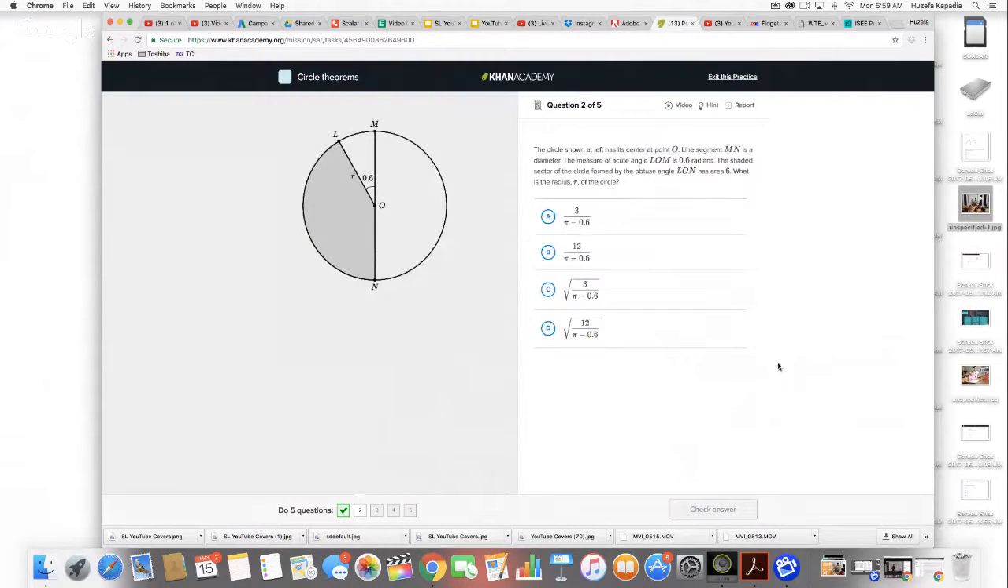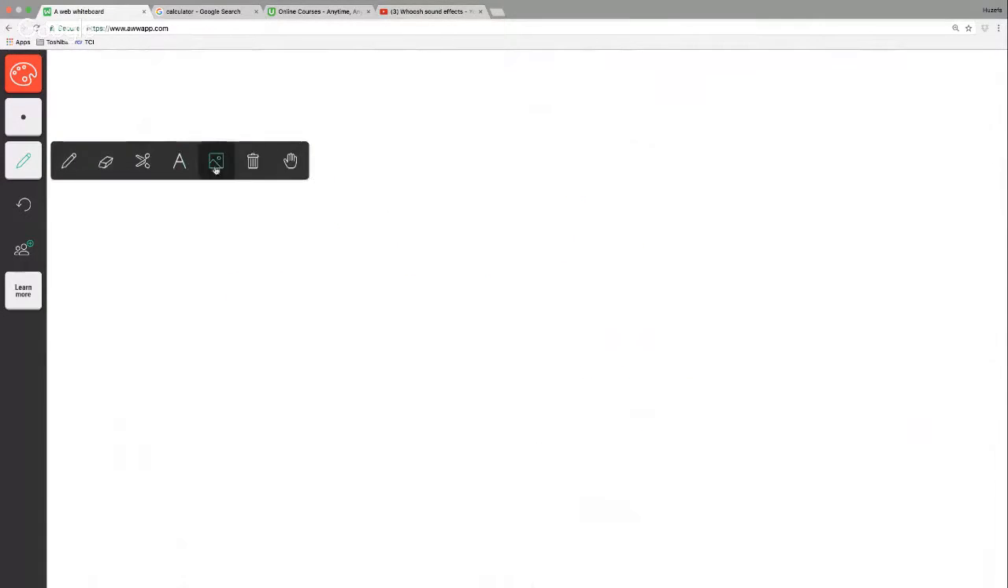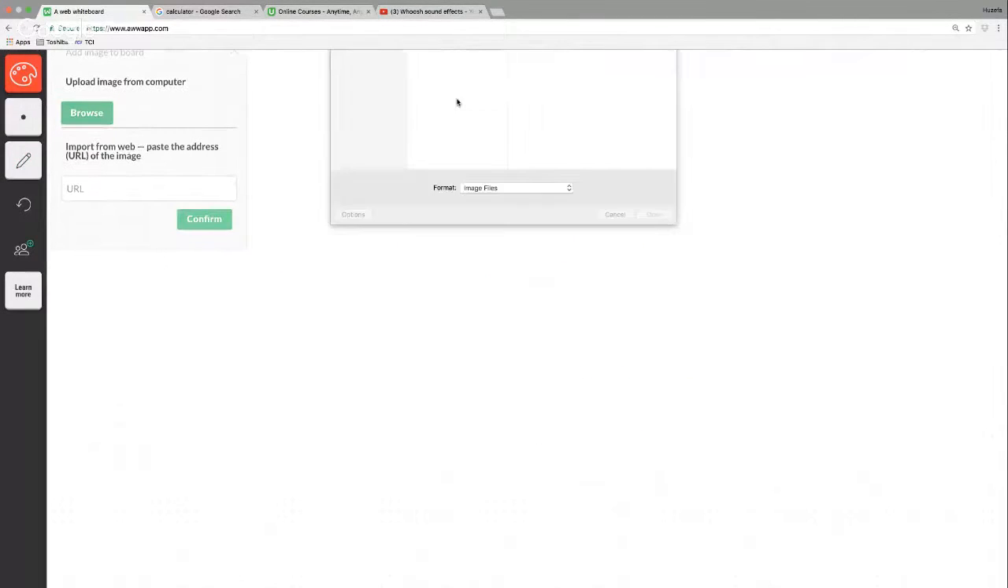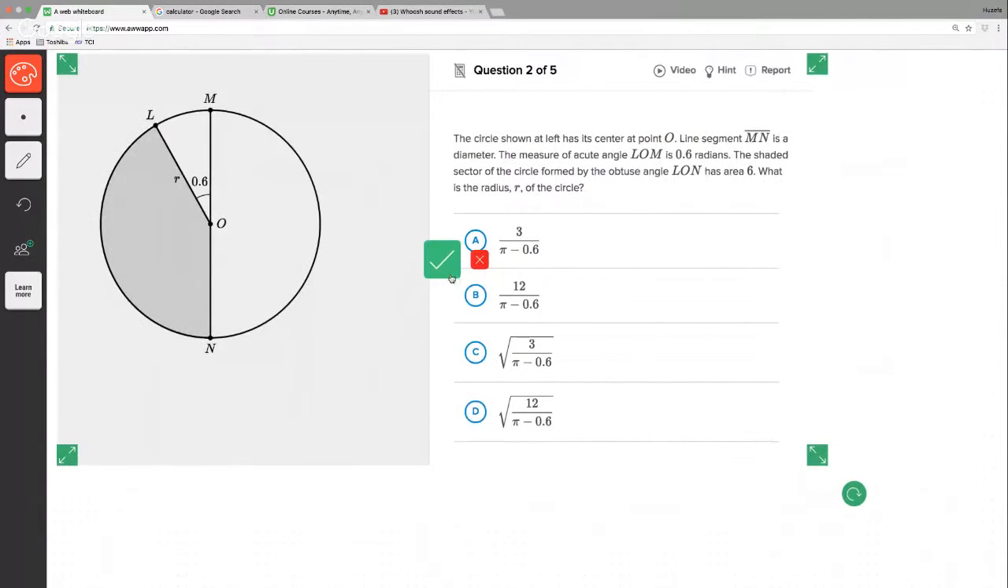Let's go on to number, what is this one? 2. It's been a pretty long weekend, work-wise and all else-wise. Feeling it today.